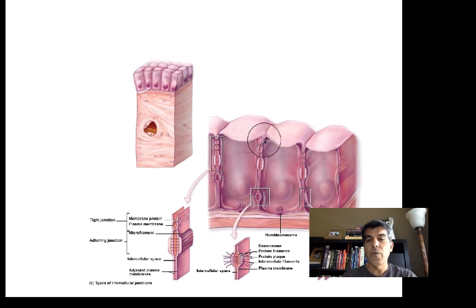So therefore we say tight junction always happens in the apical region. That is going to fuse these two cell membranes into each other here.